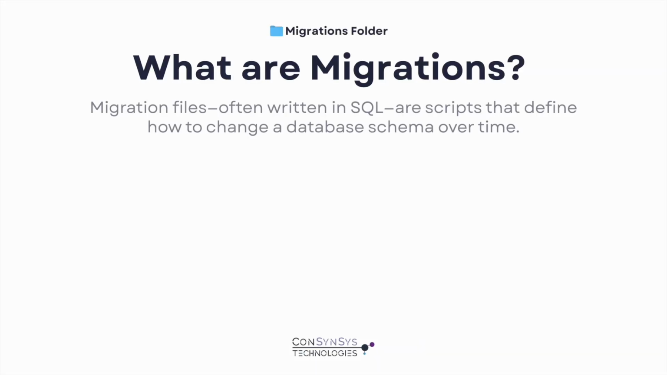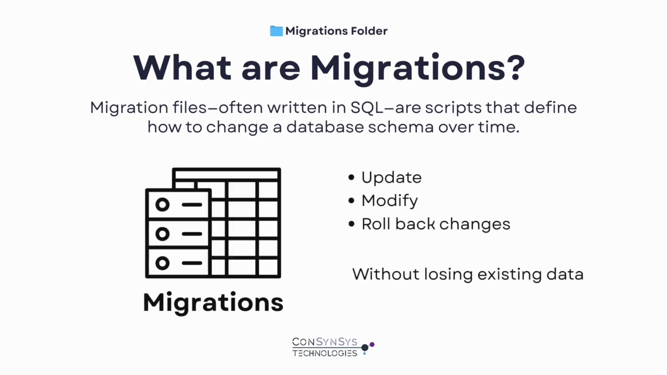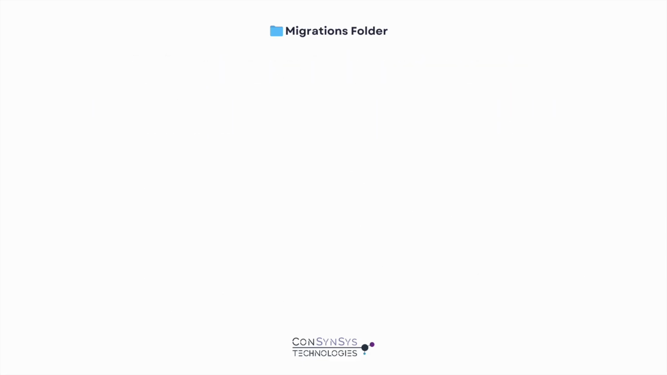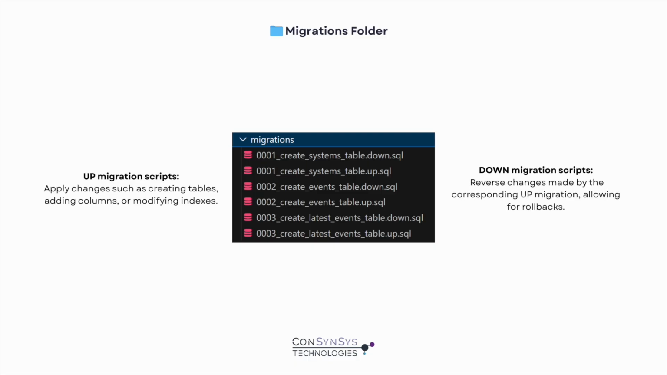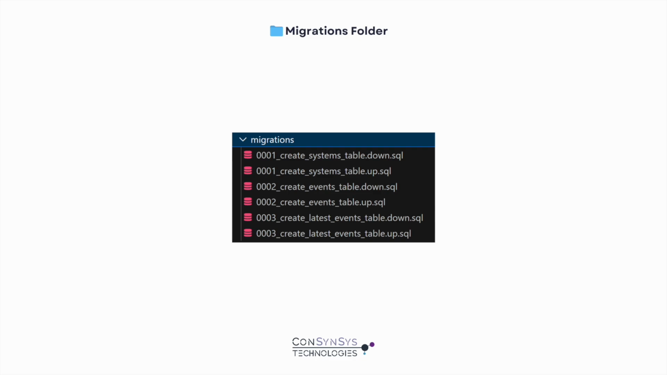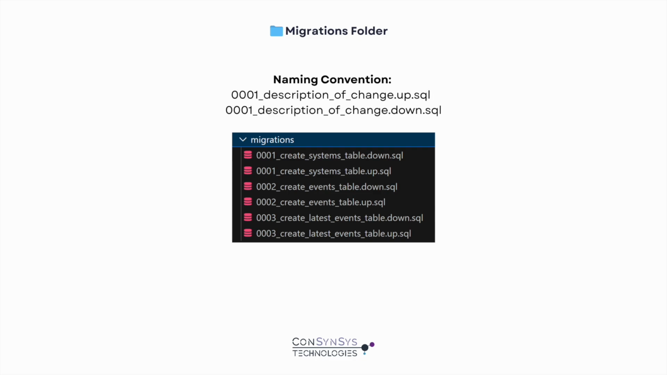What are migrations? Migrations are SQL scripts that define how your database schema evolves over time. They allow you to safely update, modify, or roll back changes to your tables without losing existing data. Each migration includes two parts: an up script, which applies changes like creating a table, and a down script, which reverses it for rollbacks. The FNS framework expects these files to follow a specific naming convention.